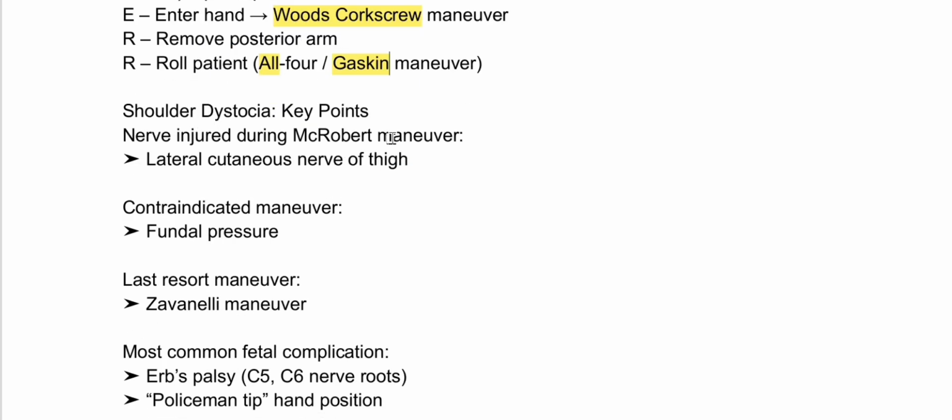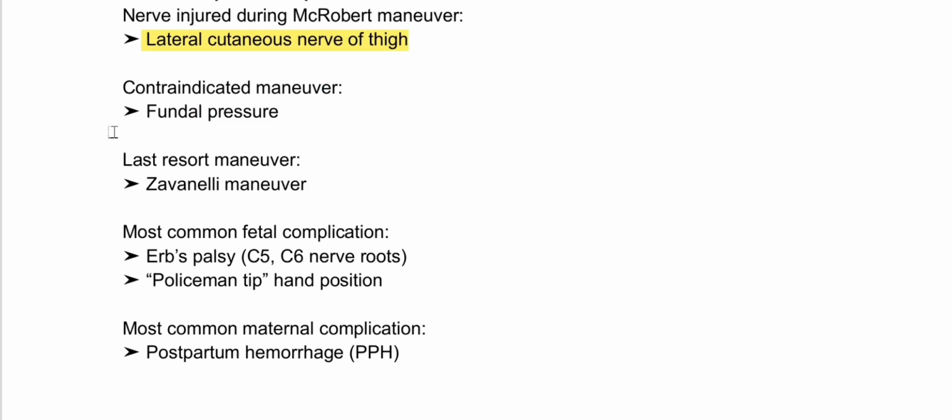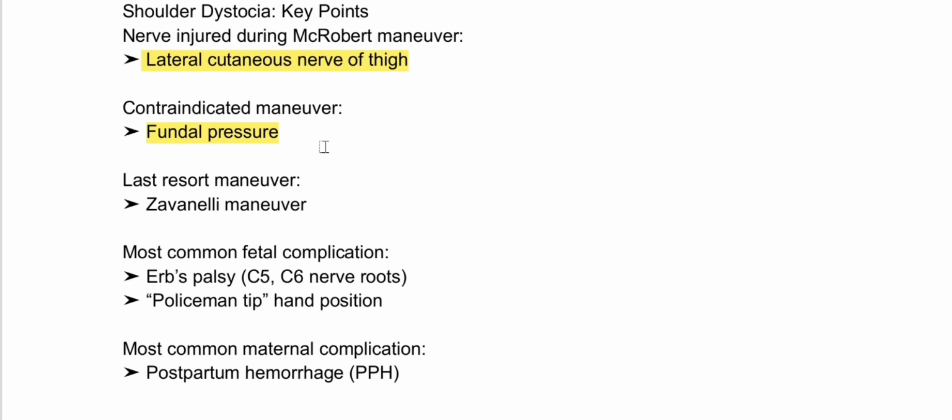Now, the nerve injured during the McRoberts maneuver is the lateral cutaneous nerve of the thigh. Contraindication of the maneuver is fundal pressure. You will not give fundal pressure. You can only give suprapubic pressure, but you will never give fundal pressure.